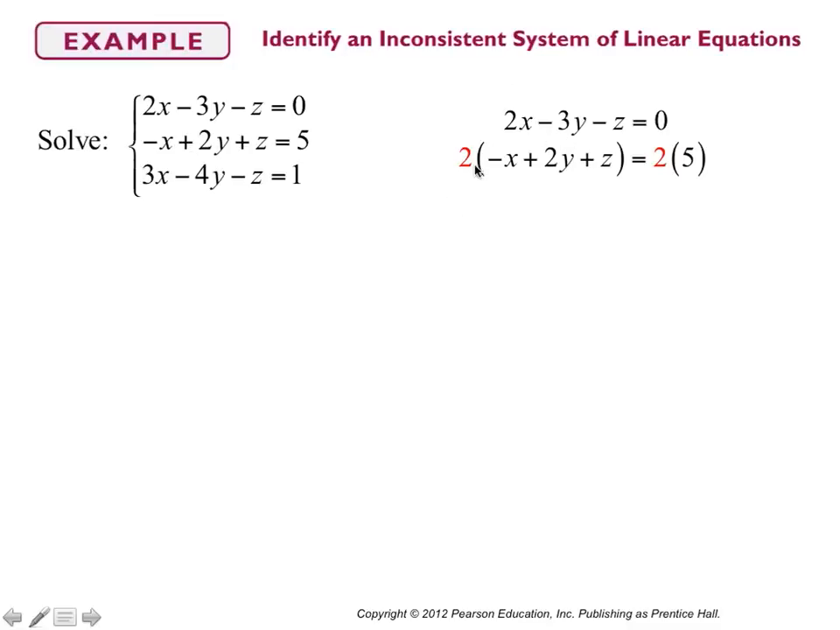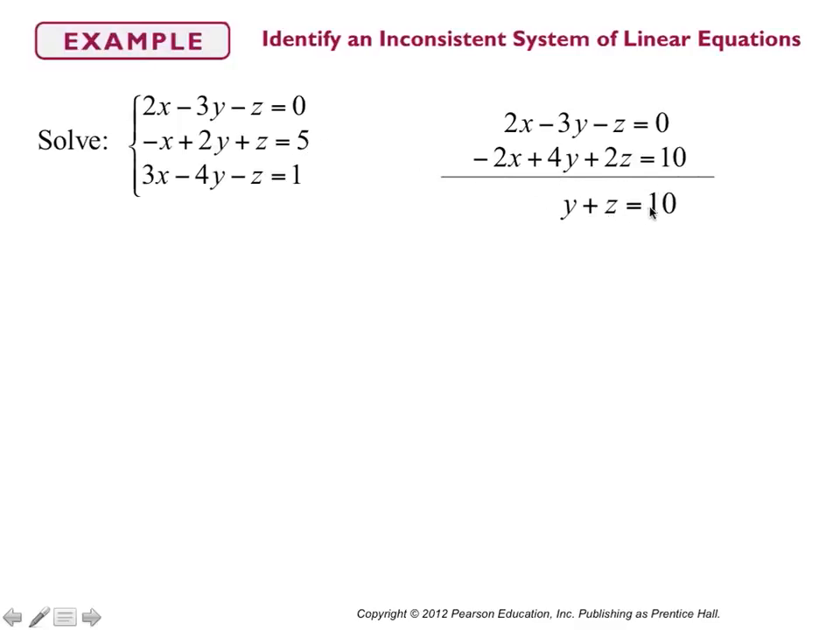What's actually done here is we're taking the second equation and multiplying everything by 2 so that it's going to cancel with our x. So what we end up with is negative 2x plus 4y plus 2z equals 10. All we've done, again, is take the second equation and multiply everything by 2. And if we add these together, we get y plus z equals 10.